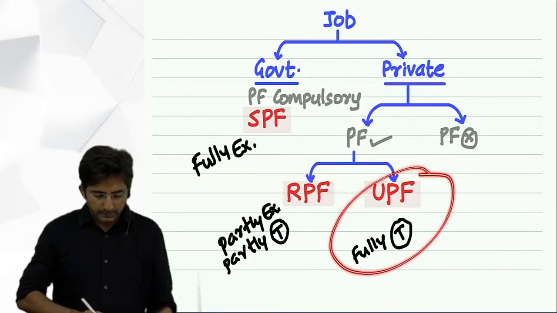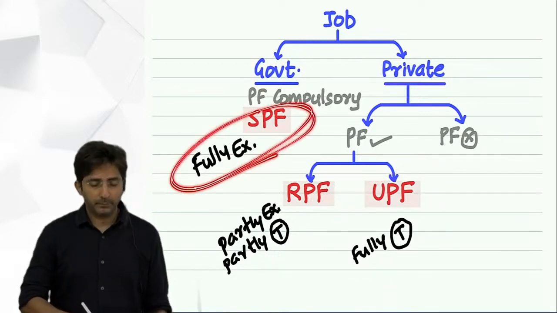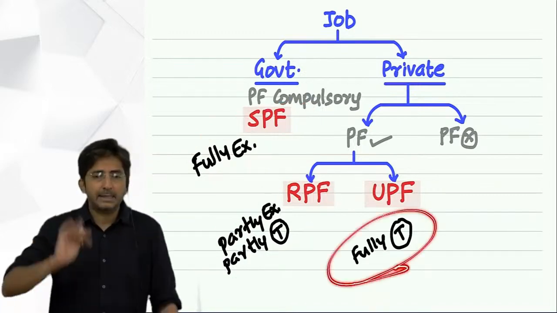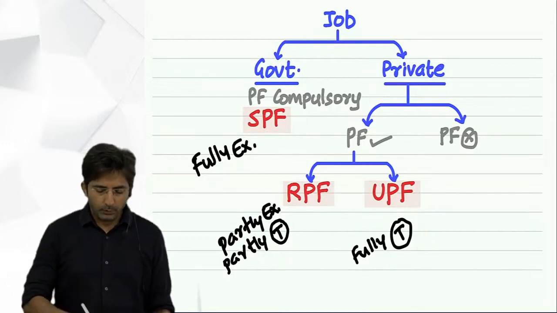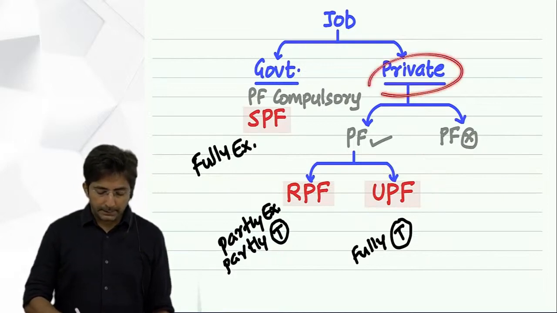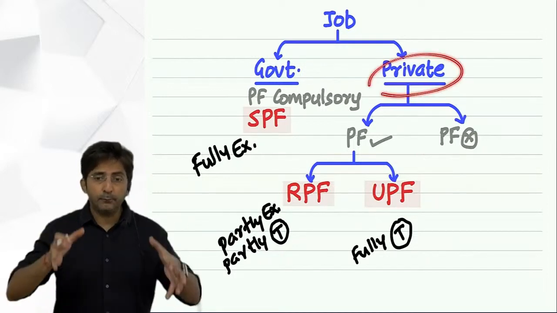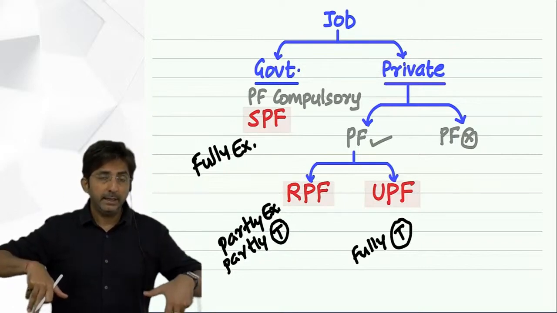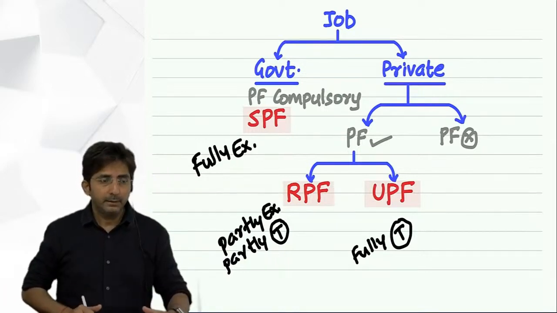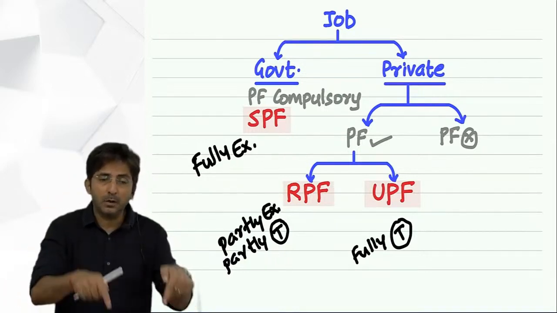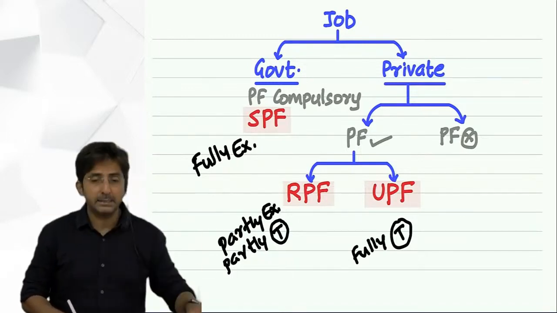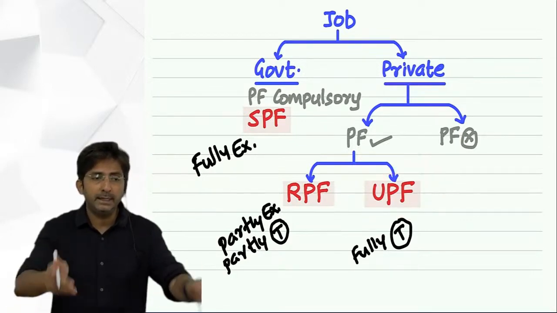Unrecognized provident fund. See, statutory provident fund, it was fully exempt. Recognized provident fund, partly. Unrecognized provident fund is fully taxable. But firstly, why is government taxing unrecognized provident fund? Because these are private sector people and they are investing the fund as per their own wish. And your government is afraid that staff's money is not safe. They expect that you should invest the money as per government direction. But if you don't, your fund becomes unrecognized, and the punishment of that is it is fully taxable.